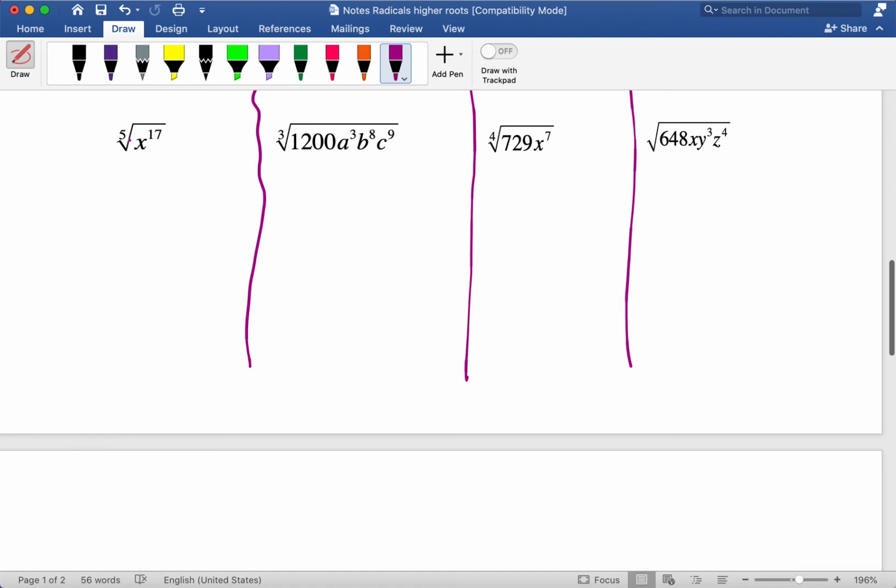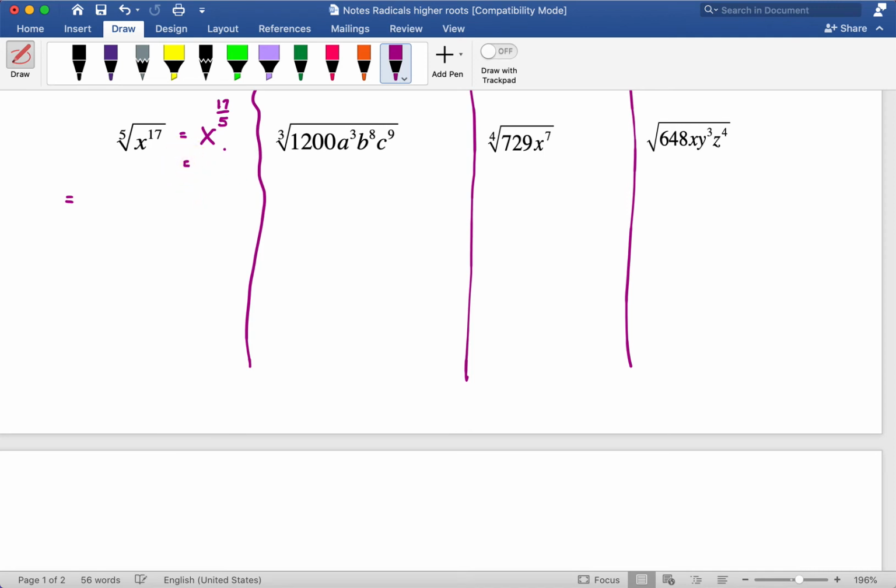Now this one here, we're going to have a remainder, right? Because 17 isn't divisible by 5. 5 won't divide 17. But I could rewrite this. This is x to the 17 over 5, power over root. Well, that goes in there 3 times with how many left over? 2 left over. So the 2 left over stay inside the radical.